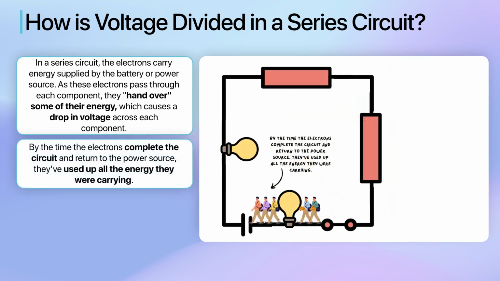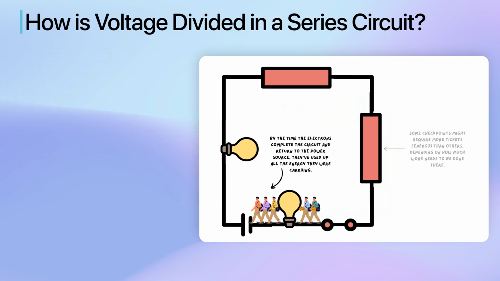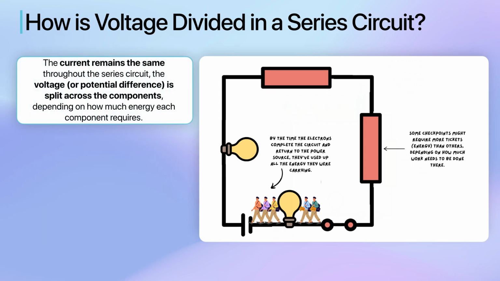By the time the electrons complete the circuit and return to the power source, they've used up all the energy they were carrying. This ensures the total energy used by the components equals the total energy supplied, maintaining the conservation of energy. So while the current remains the same throughout the series circuit, the voltage, or potential difference, is split across the components, depending on how much energy each component requires.